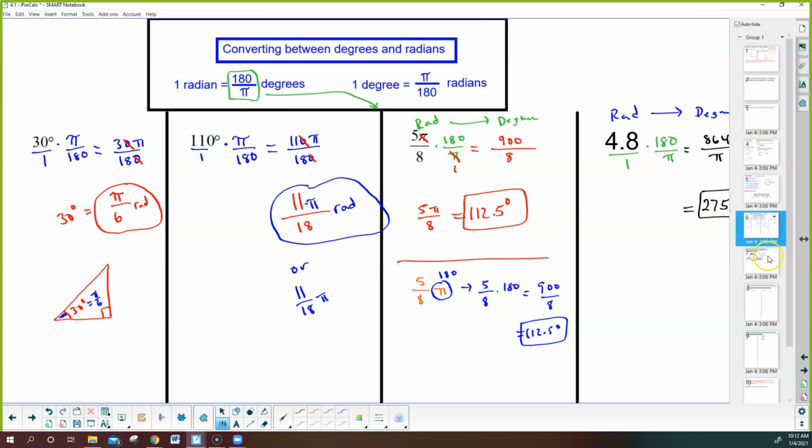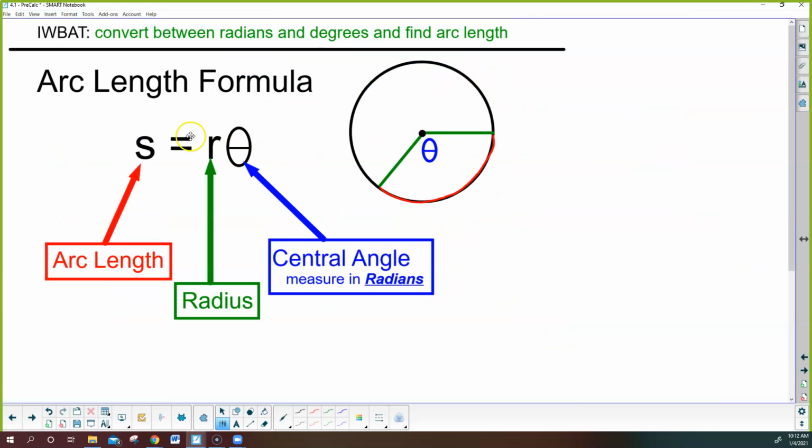But now that we know how to convert from degrees to radians, that actually allows us to find something called arc length. So we're going to do this fairly quick. Please, please, please write this part down. I want to give you a quick overview of what we mean when we say arc length. If you remember from geometry, arc length is the length of the curved part of the circle. Right? So this arc right here, how long is it?